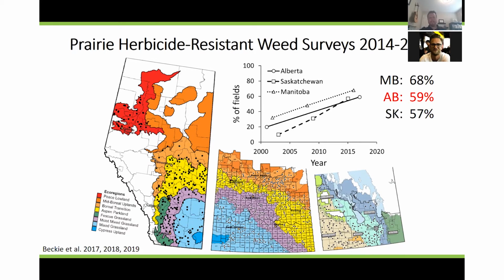So that poll number 3 showing that about 60% of fields were infested with herbicide-resistant weeds is essentially right on. Here we have a graph showing the estimated percentage of fields, based on this survey, that contain a herbicide-resistant weed biotype. In Alberta, we're sitting at about 59% of those fields, just above Saskatchewan and still a decent amount below Manitoba.